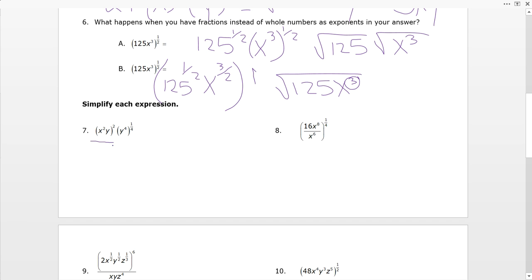Number 7, I'm going to get rid of this 2 here and this 1/4 here, and then I'm going to combine. So if I have x squared squared, I have x to the 4th, y squared, and for my y, I have 4 to the 1/4, which is divided by 4. So I have x to the 4th, y squared, y to the 1 power. So I have x to the 4th, y cubed.